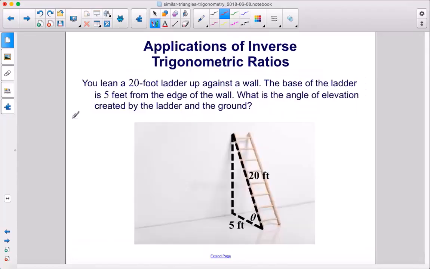You lean a 20-foot ladder up against a wall. The base of the ladder is 5 feet from the edge of the wall. What is the angle of elevation created by the ladder and the ground?